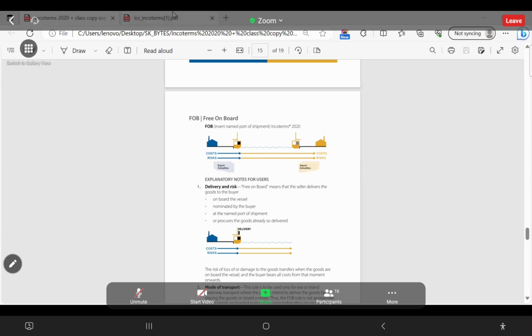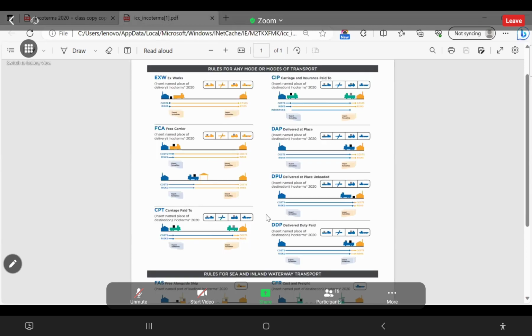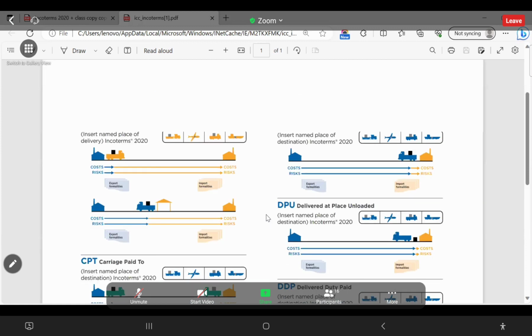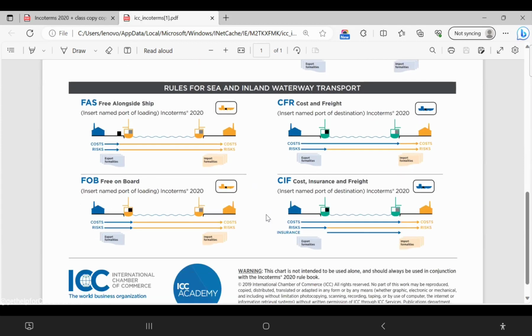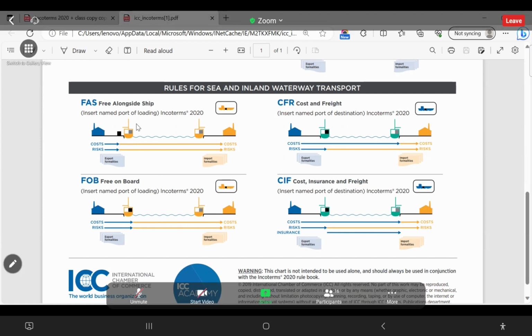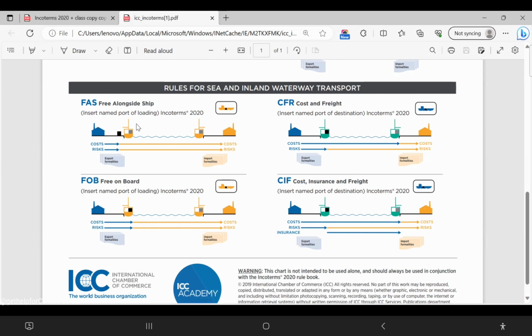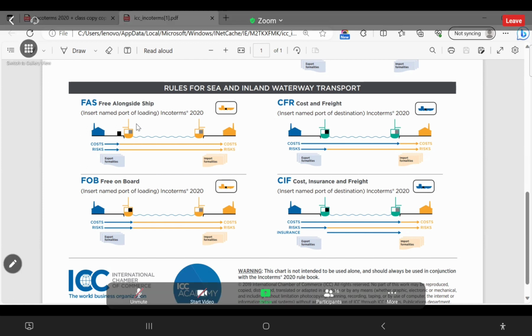Okay. So any doubts now? Okay, and under FAS, where is the delivery happening? FAS incoterm. Someone? In front of the ship. Alongside ship, name port. I couldn't get you. A little louder, please. Where is the delivery happening? Beside the ship. Yes, when the goods are placed alongside the ship.